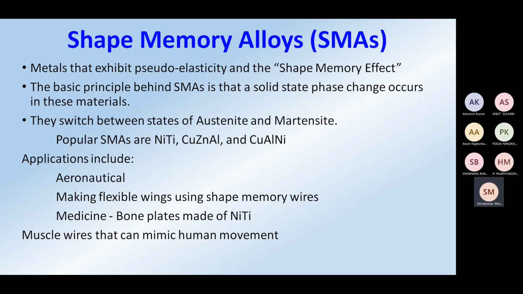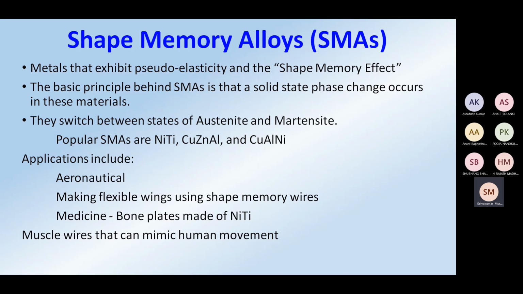The basic principle behind shape memory alloys is that solid state phase changes occur in these materials. The phase changes are between austenite and martensite. And mainly, the types of alloys used for shape memory applications are nickel titanium and the combination of copper, zinc, aluminum, as well as nickel combinations.